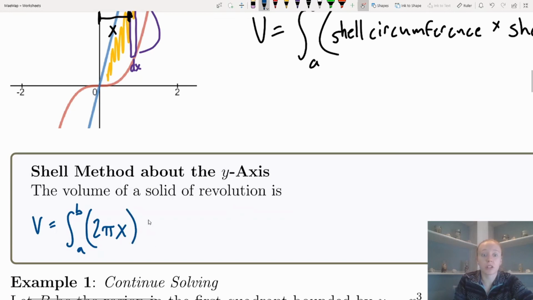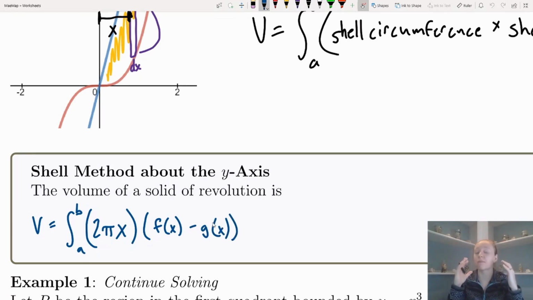Now we just need to do our shell height, which is our top function minus our bottom function when integrating with respect to x. So that's going to be some function f of x minus some function g of x, where along the interval from a to b, f of x is going to be greater than or equal to g of x. And this is all integrated with respect to x.